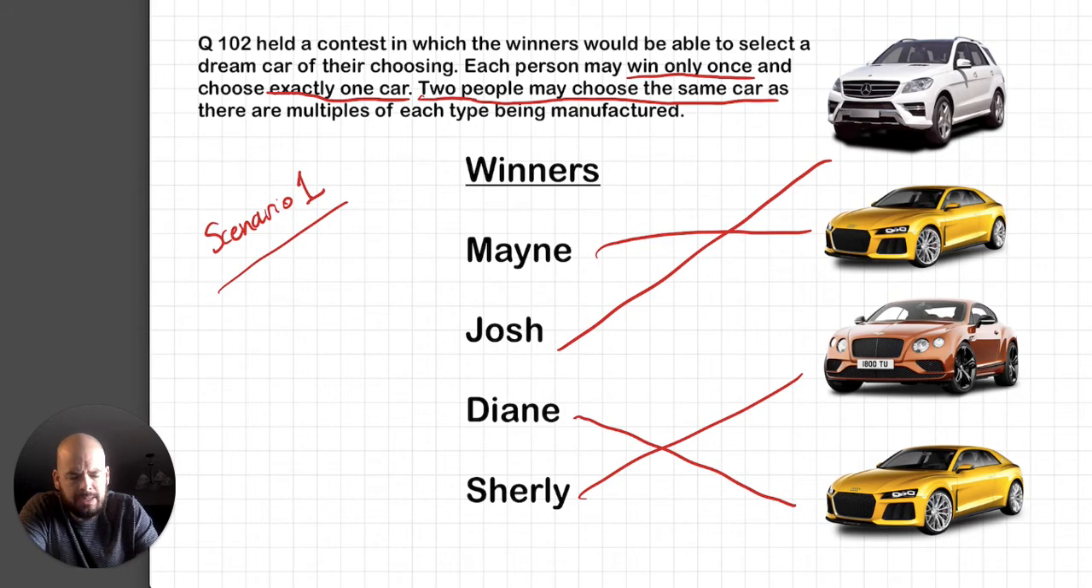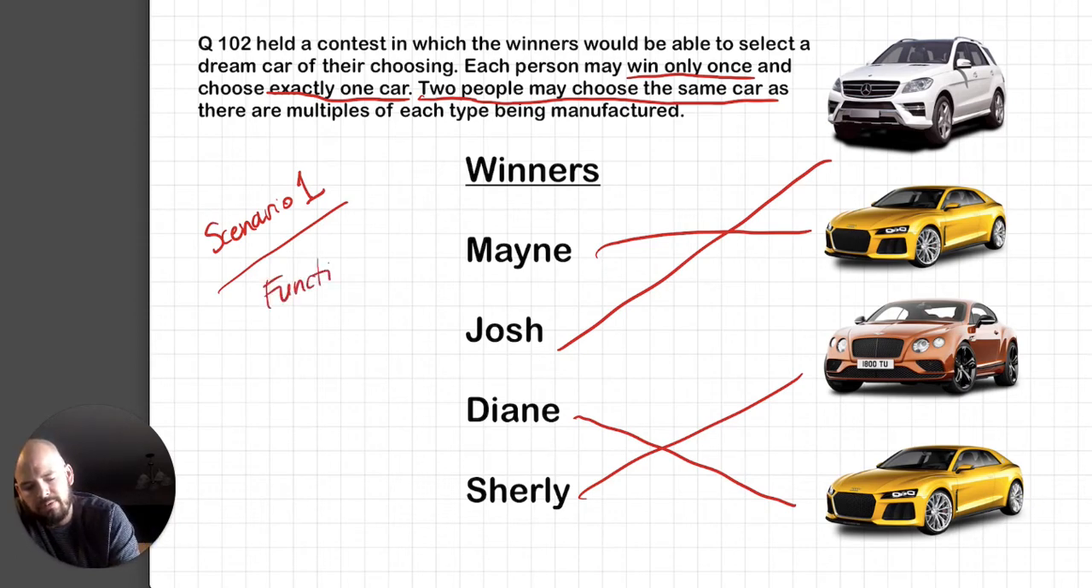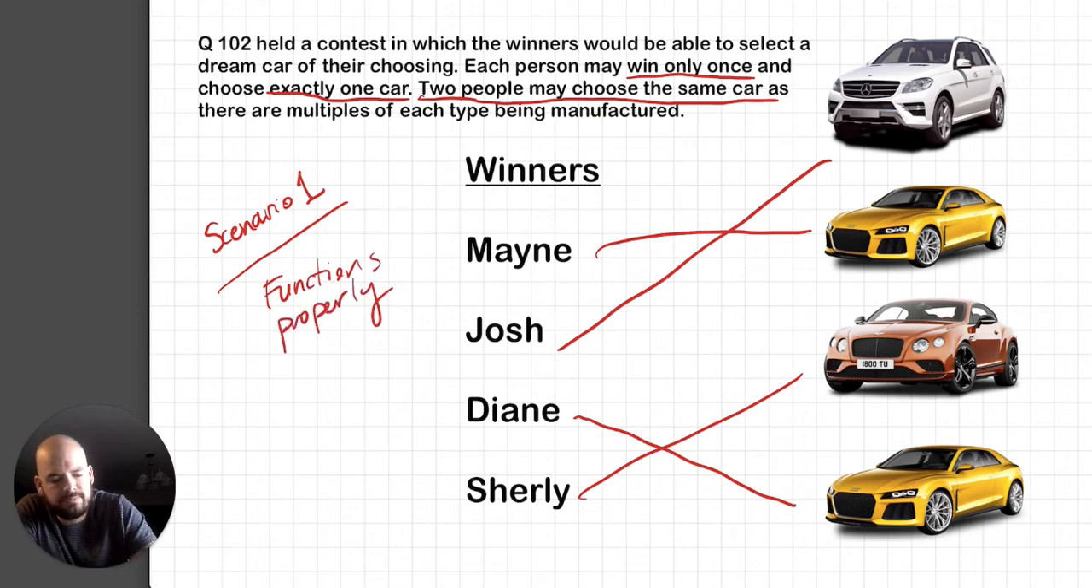Well, how many times did Maine win? One time. We see his name only once on the left side. How many cars did he pick? Well, he picked one. He picked the Audi. Josh won one time. He picked a Mercedes. So far, so good. One winner, one car. Diane picked an Audi. Shirley picked a Bentley. So we would say scenario one functions properly. Okay, it works. What about scenario two?